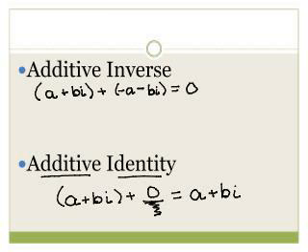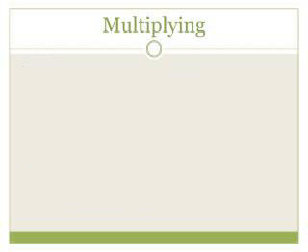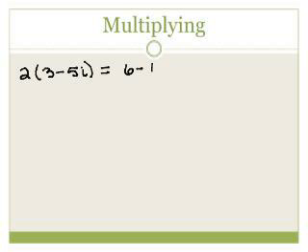All right, now let's try multiplying some complex numbers together. Let's start off with maybe doubling a complex number. So let's say we have 3 minus 5i, and we want to multiply it by 2. Once again, we need to distribute, so we get 6 minus 10i.